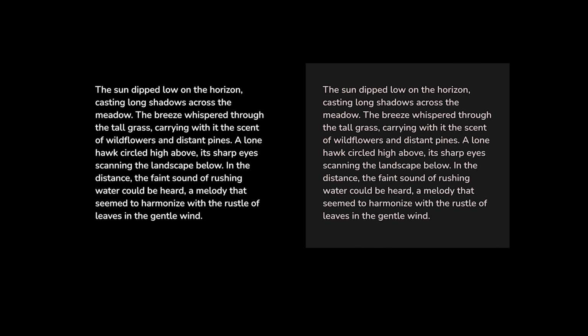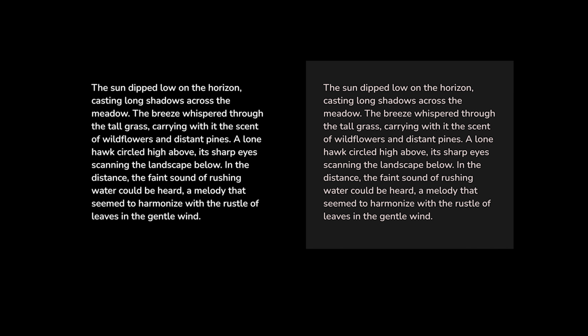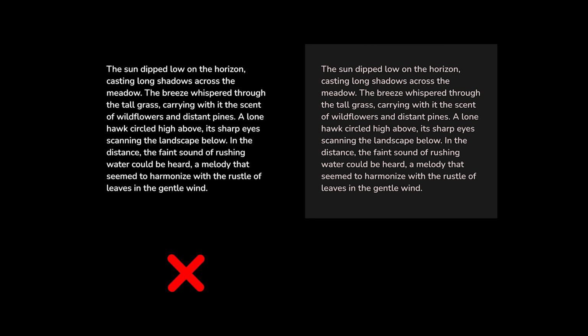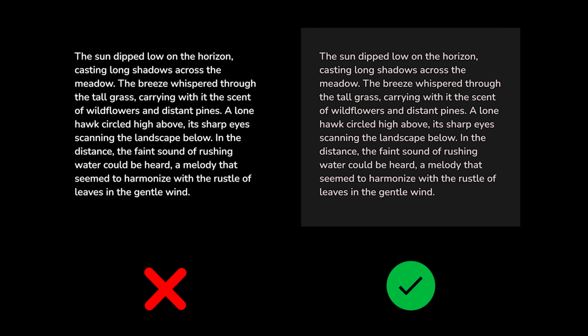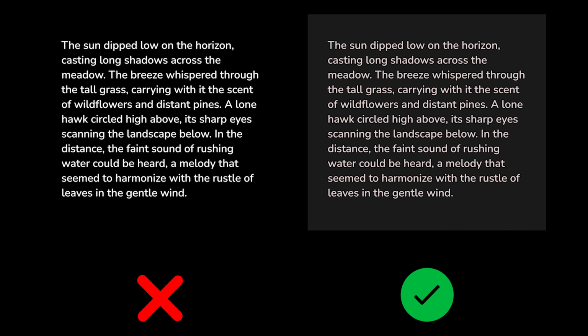Number 2. Lower text and background contrast. In dark mode, it's crucial to lower the contrast between text and background to reduce eye strain. Opt for softer contrasts to create a more comfortable reading experience. Notice how the text blends more seamlessly into the background? This subtle adjustment enhances readability without sacrificing aesthetics.